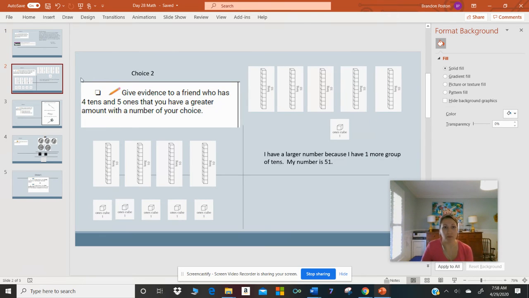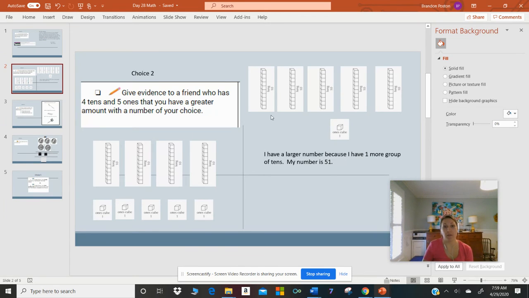Choice number 2. Give evidence. Remember, evidence means proof. Give reasons why, to a friend who has 4 10s and 5 1s, that you have a greater amount with a number of your choice. Okay, I have listed out what it looks like, 4 10s and 5 1s. Boys and girls, just in case you forgot, we count these by 10. These are longs: 10, 20, 30, 40. And my cubes count by 1: 41, 42, 43, 44, 45. Okay, so your number that you're working with is 45. You get to choose one that is larger and give evidence of why it is larger.